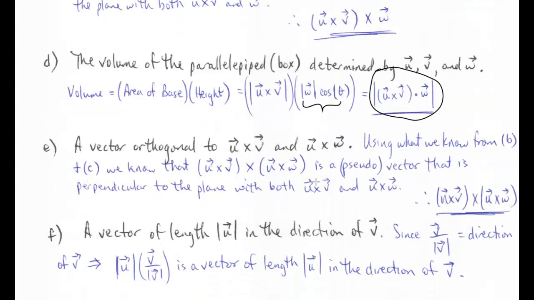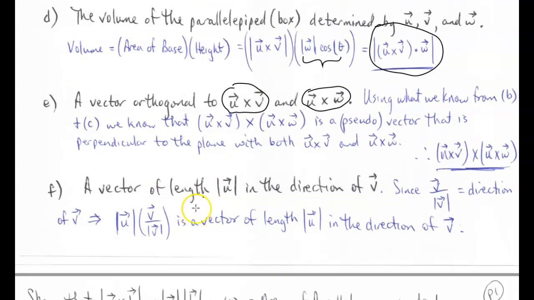So if we want a vector that's going to be orthogonal to both u cross v and u cross w, again, these are two vectors. So all we have to do is do the cross product on them, and we will get a vector that meets that condition.